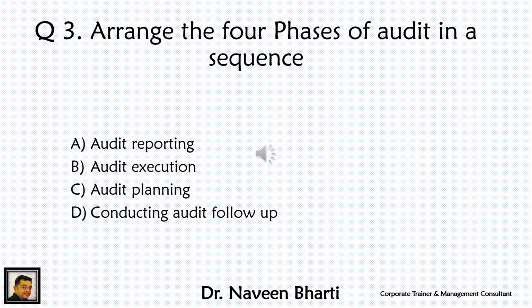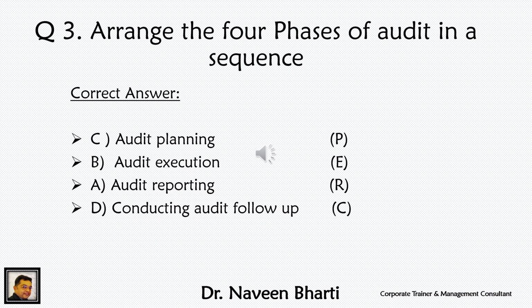Arrange the four phases of audit in a sequence. Friends, there are four phases of audit. You can have this mnemonic for your quick reference: PERC. The first phase of audit is audit planning phase. The second is audit execution. Third is audit reporting. And the fourth one is conducting audit follow-up.